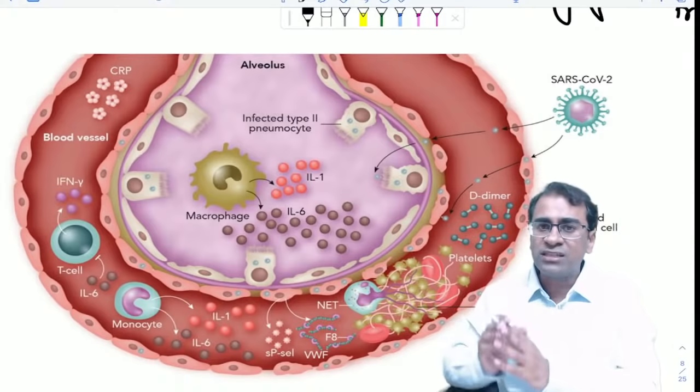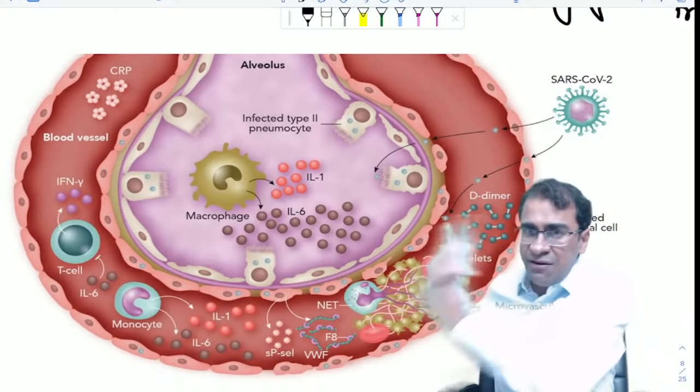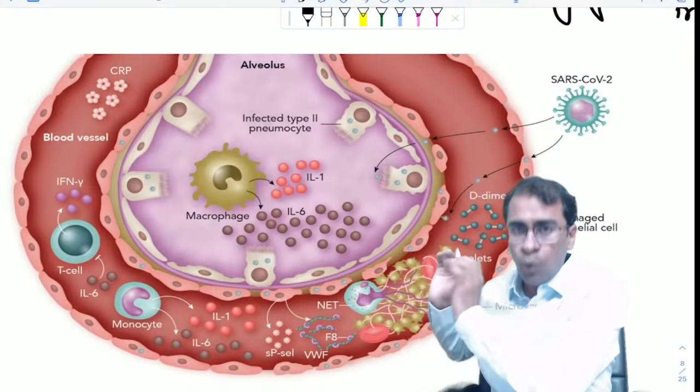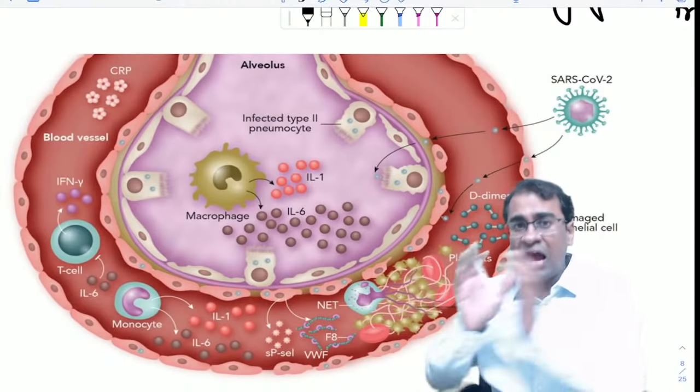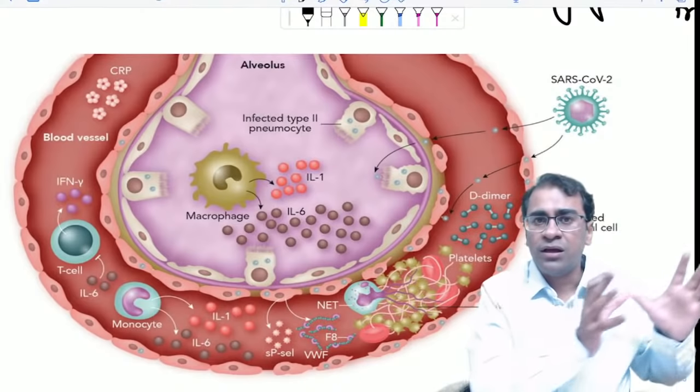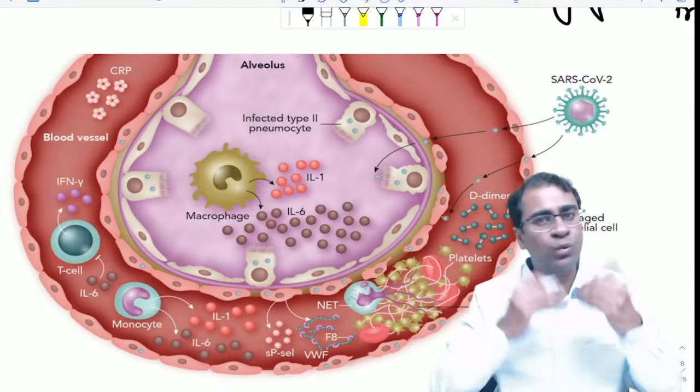So what we understand from mild and severe is, a severe disease will have more cytokines, more activation of the coagulation cascade, and will have more systemic features compared to a mild disease.